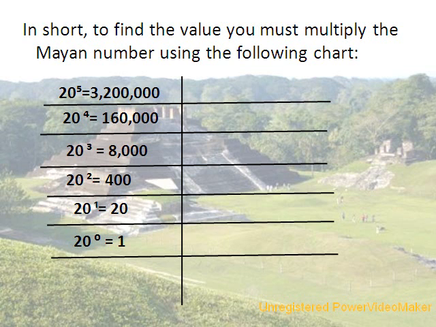In short, to find the value, you must multiply the Mayan number using the following chart, always starting from the bottom up. On the first value, you multiply times 1. On the second place value, you multiply times 20. On the third place value, you multiply it times 400. On the fourth place value, you multiply times 8,000. On the fifth place value, you multiply times 160,000. And on the sixth place value, you multiply times 3,200,000. If you needed to continue, as you can see, you could keep multiplying 20 to the 6th power, 20 to the 7th power, and so on.